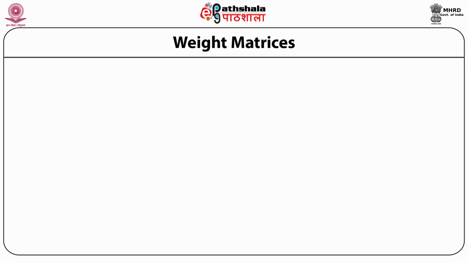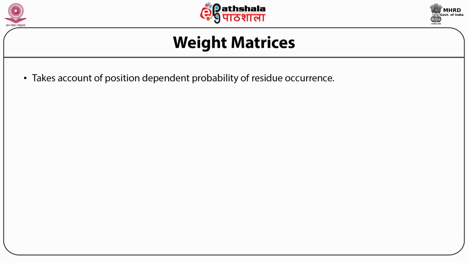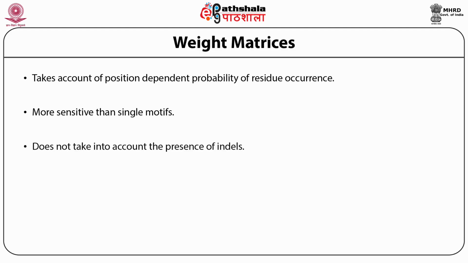So in summary, the weight matrices take into account the position-dependent probability of residue occurrence. A sequence motif does not. Anything present is assumed there or not there. But here, not only their presence or absence, but how frequent they are is taken into account. And this itself makes weight matrices much more sensitive than simple sequence motifs. However, it does have one limitation. It does not take into account gaps in your alignment, that is to say, it does not take into account indels.